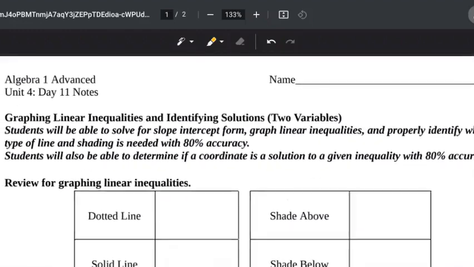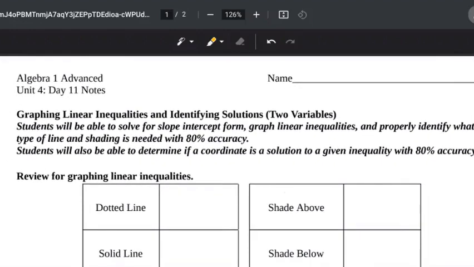Hey everyone, welcome into Unit 4, Day 11 notes. Today we are going to be talking about graphing linear inequalities and identifying solutions with two variables. We have two objectives today.